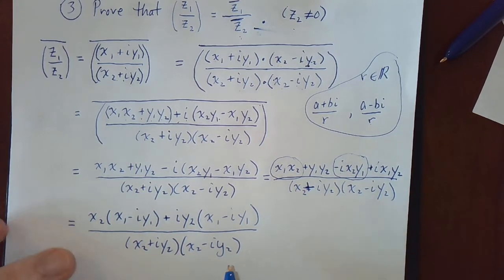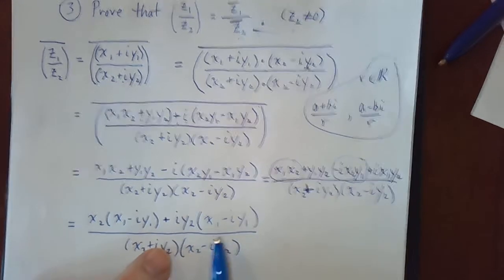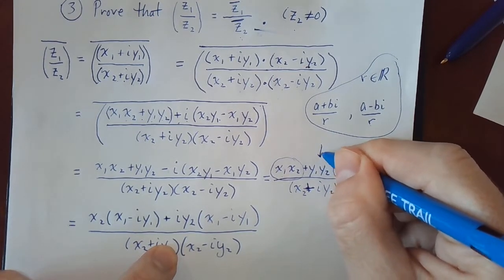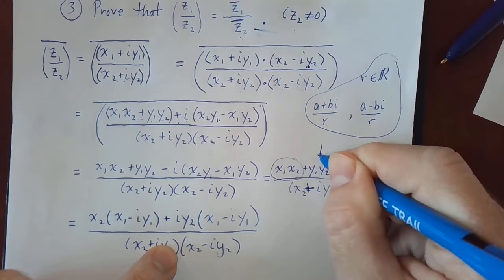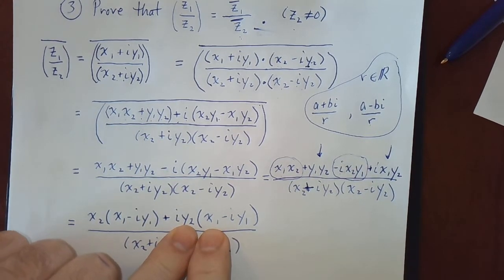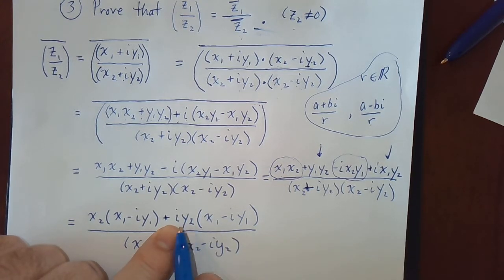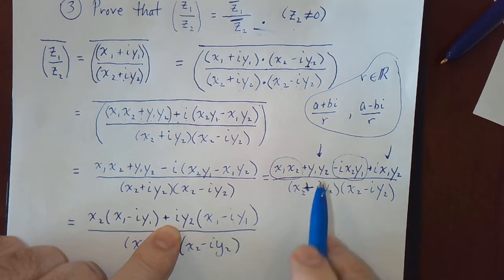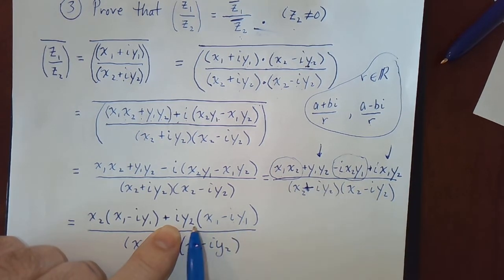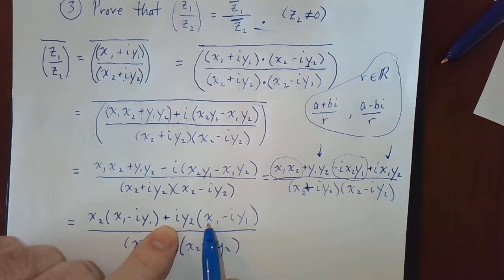Okay, looks like my pen is running out of ink. Let's verify that these two terms are equivalent to this expression right here. All right, what do I get? Let's look at this distributing through. I would get i y2 times negative i y1. Well, that's just going to be y1 times y2, because i times negative i is just 1. i squared is negative 1, take the opposite of that, you get 1. So that's this term here. And then here we get plus i x1 y2.